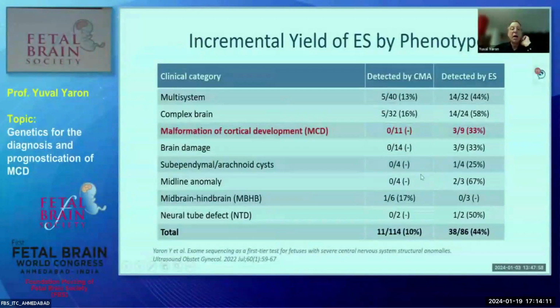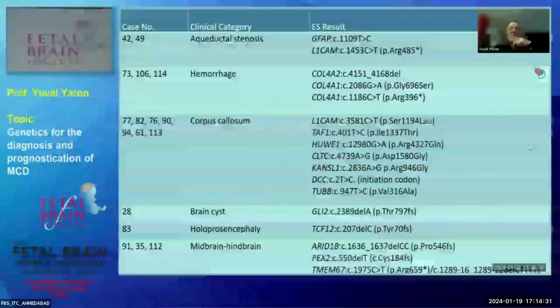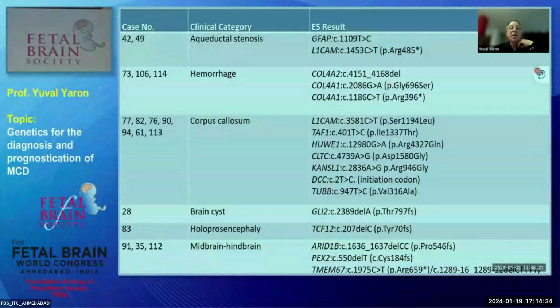And then if we look into particularly the different phenotypes, we found that for malformations of cortical development, in these cases, we had a 33% detection rate, of course, with a higher detection rate in complex and multi-system brain abnormalities. Then looking into the different causative genes for the different brain abnormalities, you can see some expected candidates, for instance, L1CAM causing aqueductal stenosis, or the different COL4A genes causing hemorrhage.